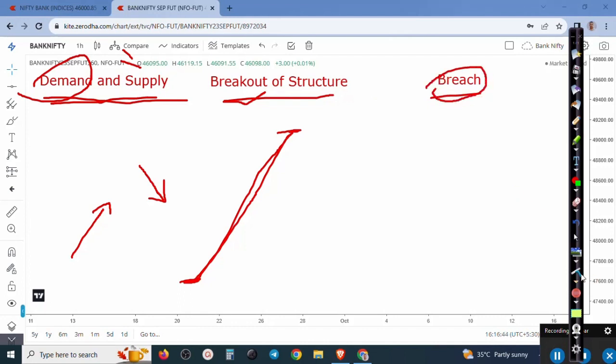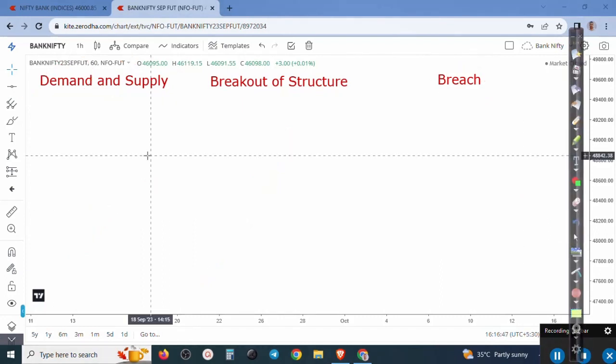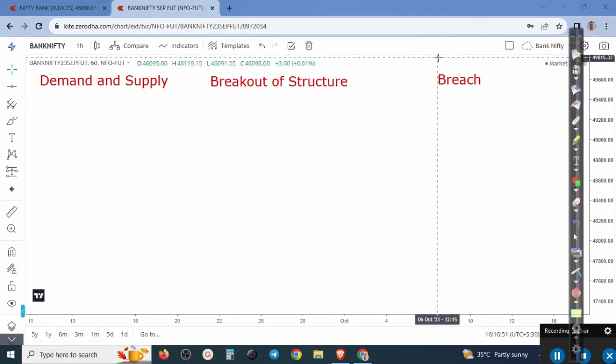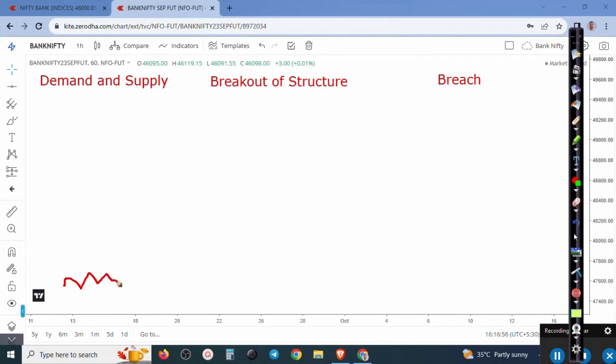Let me explain step by step. First, the demand and supply zone. Let's say the market is running like that, and suddenly the market makes a sharp move up. When the market makes a sharp move up, that means big boys have already entered this market. Why? Because this type of move can only be done by the big boys. A normal trader cannot move it like that.